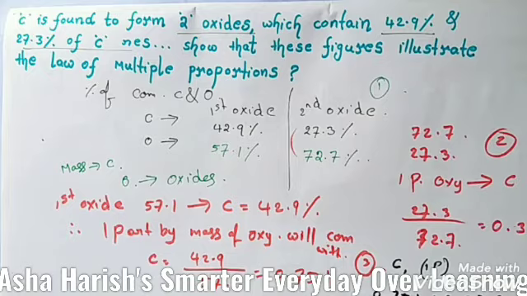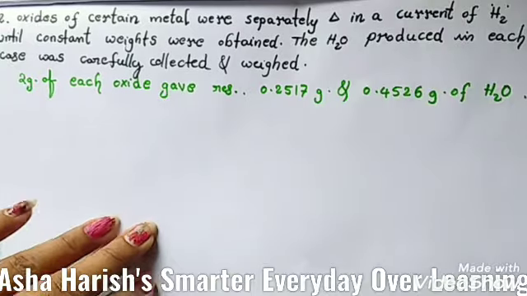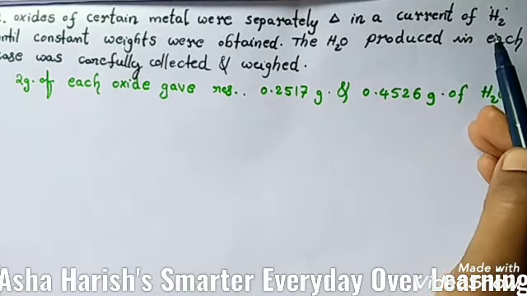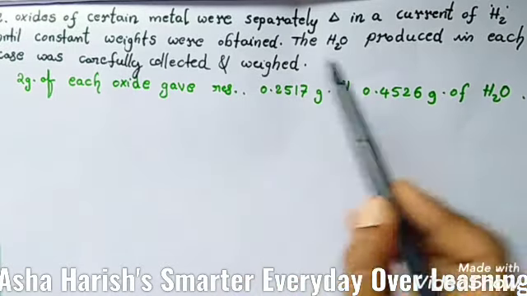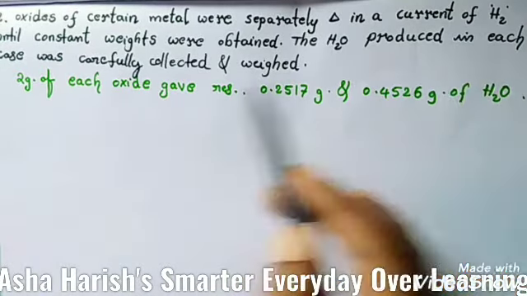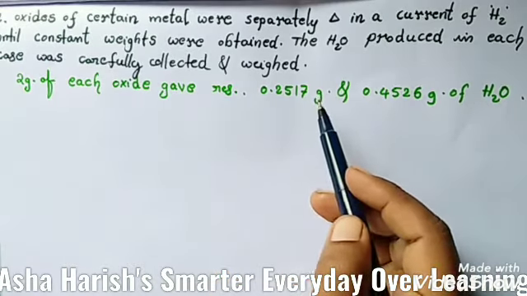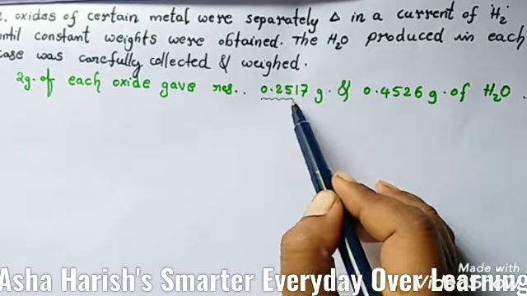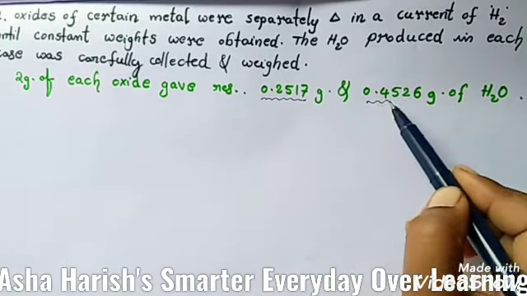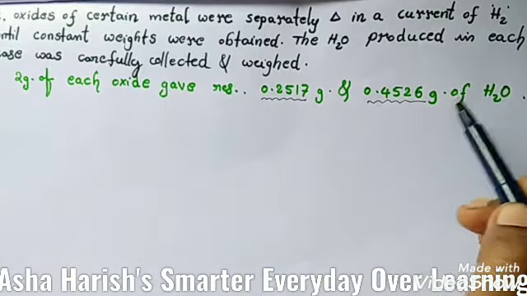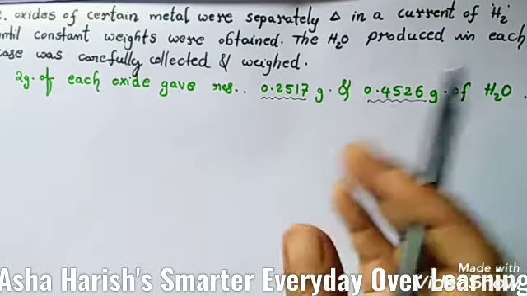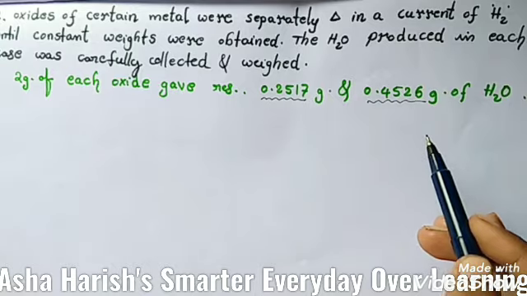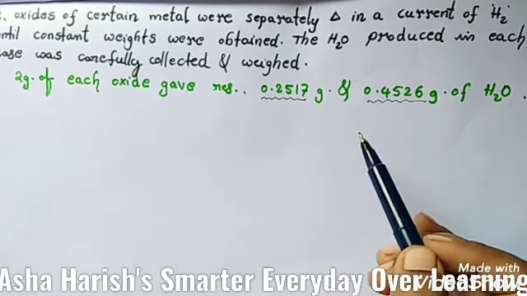Okay students, now let's go for the second example. Two oxides of a certain metal were separately heated in a current of hydrogen until constant weights were obtained. The water produced in each case was carefully collected and weighed, and 2 grams of each oxide gave respectively 0.2517 grams and 0.4526 grams of water. And this is the question. We have to illustrate the results in each case by using the law of multiple proportions.